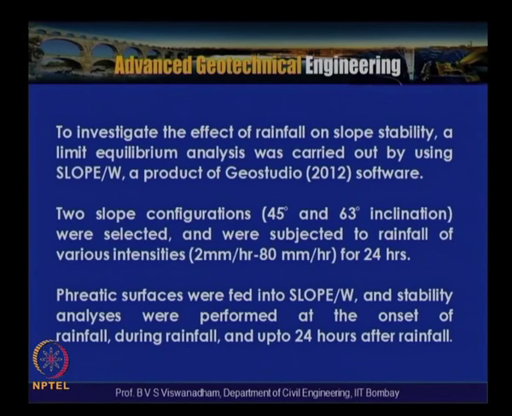To investigate this effect of rainfall on slope stability, a limit equilibrium analysis was carried out using SLOPE/W, a product of GeoStudio 2012 software. Two slope configurations were considered. One is one vertical to one horizontal. The other, purposefully a steep slope inclination of two vertical to one horizontal, that is 63 degrees with the horizontal, was selected. They were subjected to rainfall of various intensities, ranging from 2 mm per hour to 80 mm per hour. 80 mm per hour is a very high intensity, and the duration of the rainfall for each intensity is about 24 hours, that is one day.